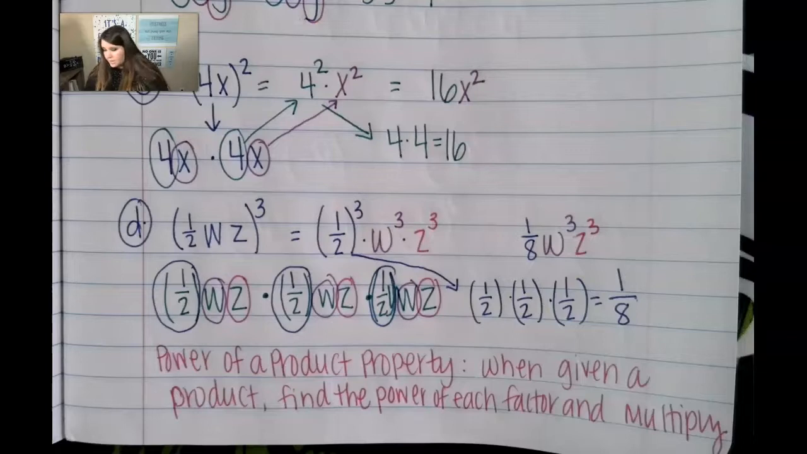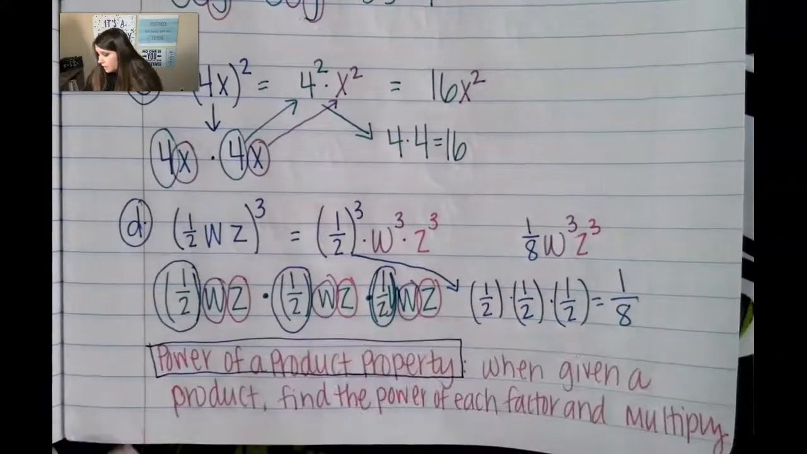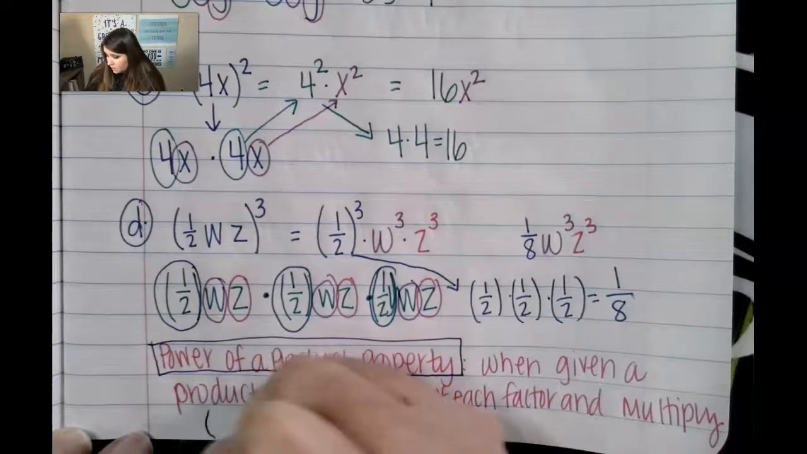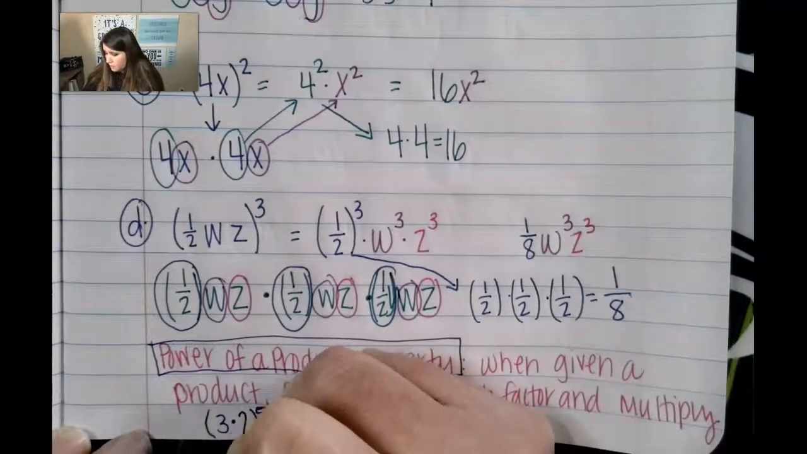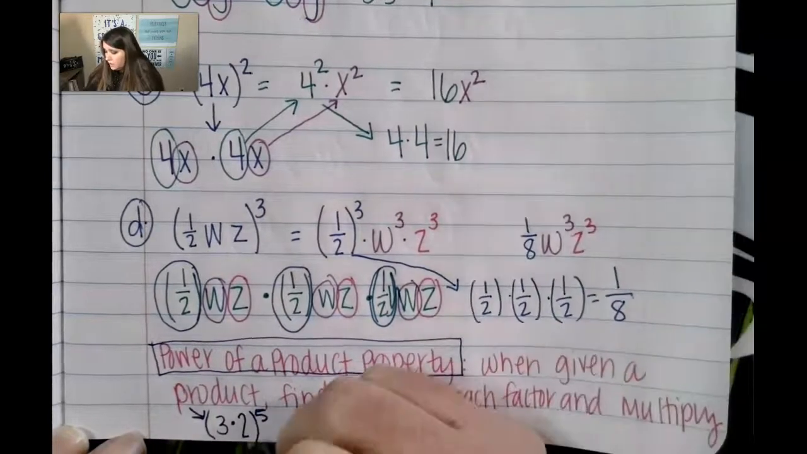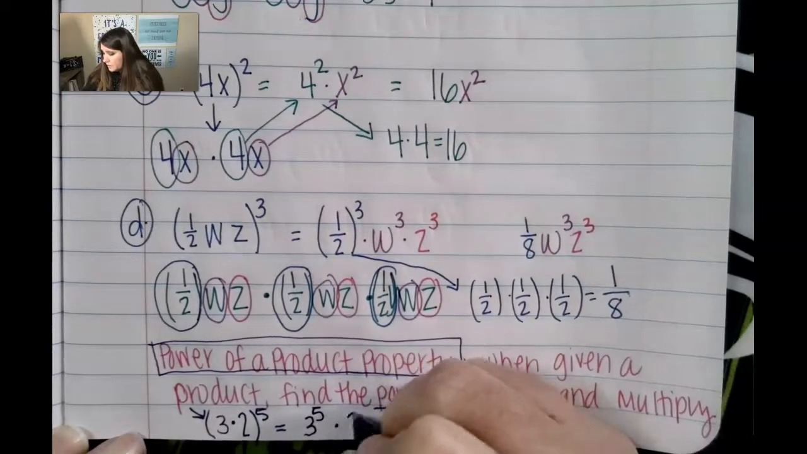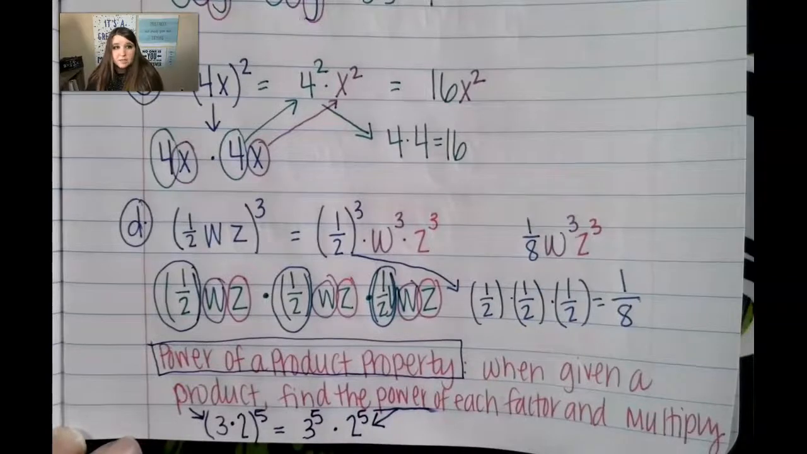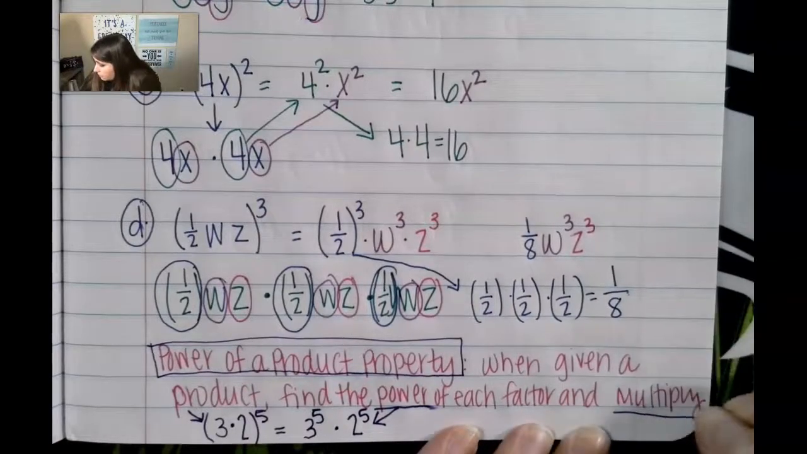What I want to do with this is give you one more example of how it relates just to this without any of the extra so that you can see it in action. So here is my product, 3 times 2 to the 5th power. That's my product. When given the product, we're going to find the power. So the power of 3 to the 5th times 2 to the 5th. So there's my power. Find the power of each, and then we are going to multiply.